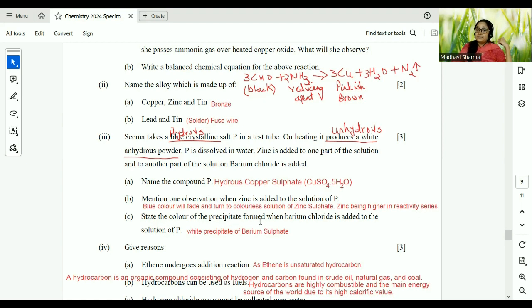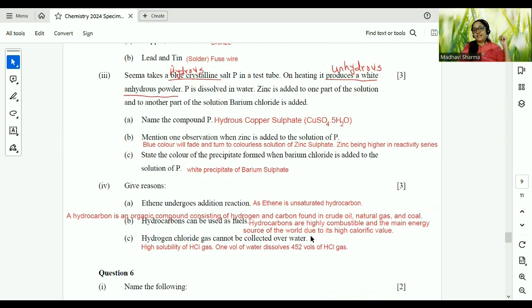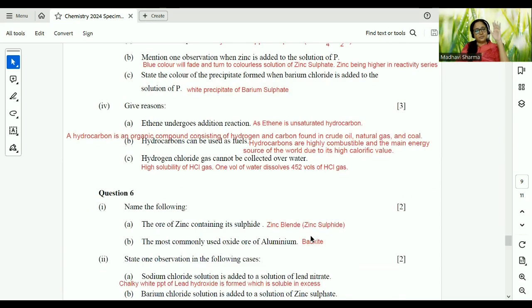State the color of the precipitate formed when barium chloride is added to the solution of P. White precipitate of barium sulfate. Remember, whenever sulfate comes, whenever barium comes, it has to be barium sulfate.